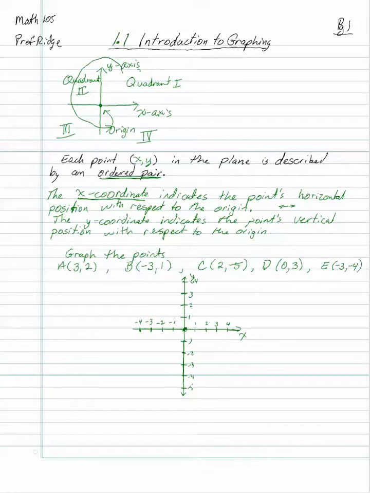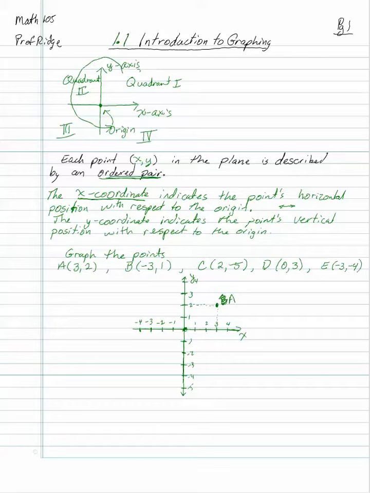So if I wanted to plot the point (3, 2), you start at the origin, move right 3, then up 2. The x-coordinate tells me my horizontal position, where to go on the x-axis. And then the second coordinate tells me it's going to be up 2, so we go vertical 2. So the vertical position's 2, the horizontal position's 3. So it's (3, 2). That's point A.